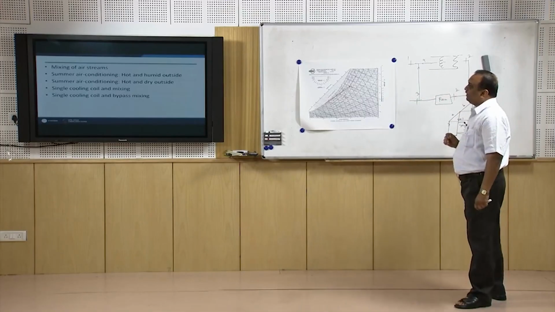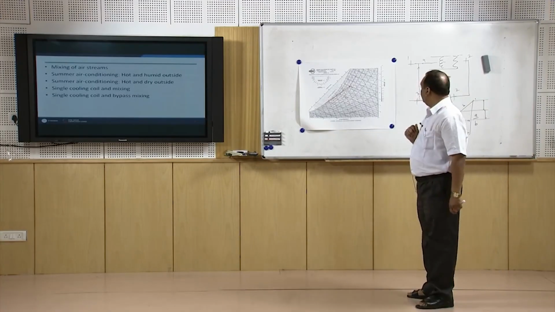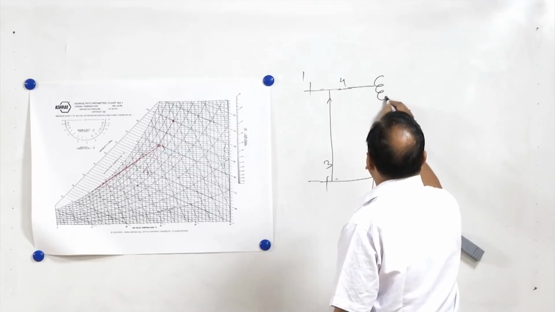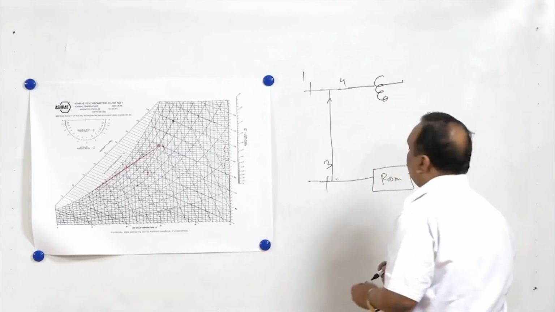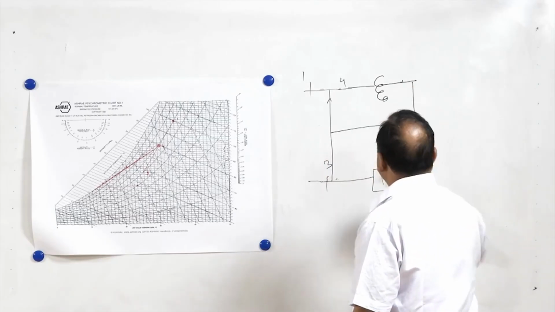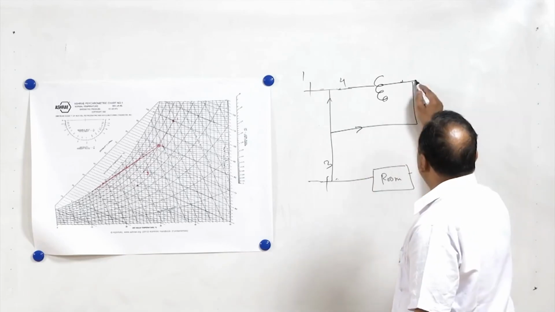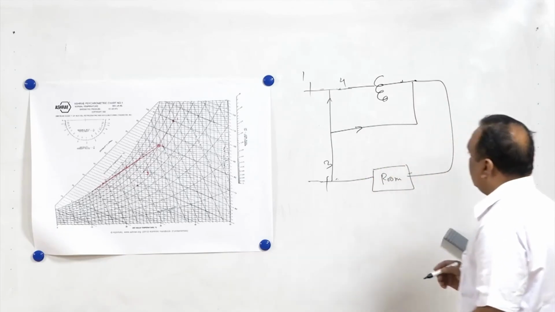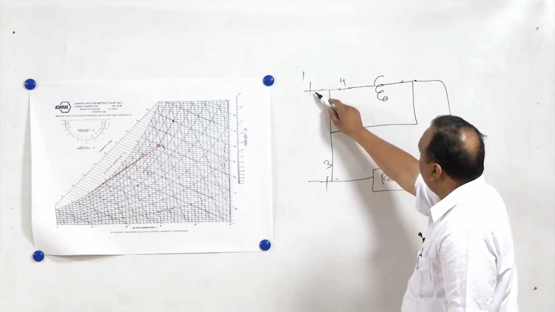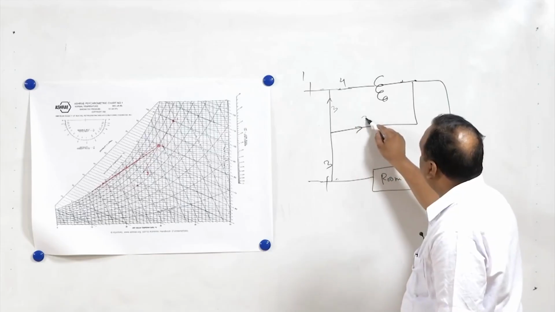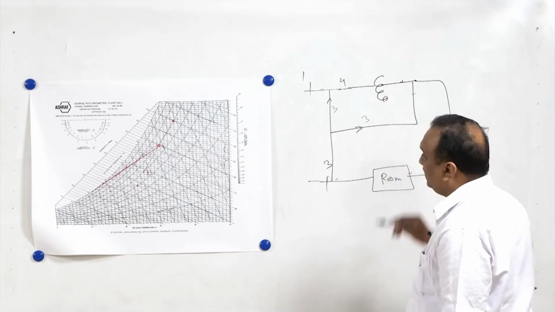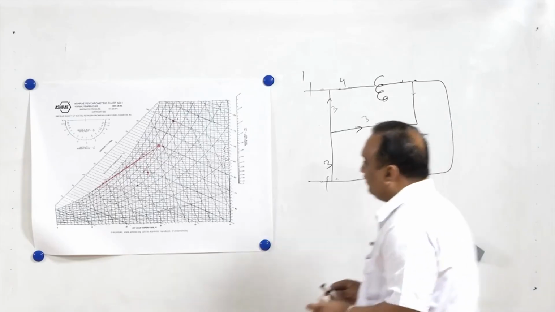Now, the last one is single cooling coil and bypass mixing. Here in this arrangement, after the cooling coil, mixing of this air can also take place. So, there are 3 places where mixing is taking place, 1 and 3, and 3 and after cooling in the cooling coil, mixing is taking place.